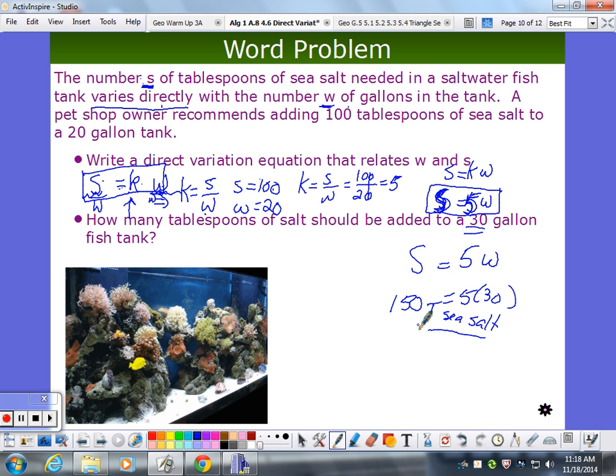Okay? So let's review what the steps are. The basic steps are read the question, look for those words varies directly, and set that up. S equals KW. Varies directly like equals K. They're going to give you an S and a W. Use that S and W to find what K is, substitute it back in. Now you've got an equation that works for any of them. They're either going to give you an amount of water or they're going to give you an amount of salt. Let's say they say you have 200 tablespoons of salt, and you want to use it all. So how big a fish tank do you need to use it all?